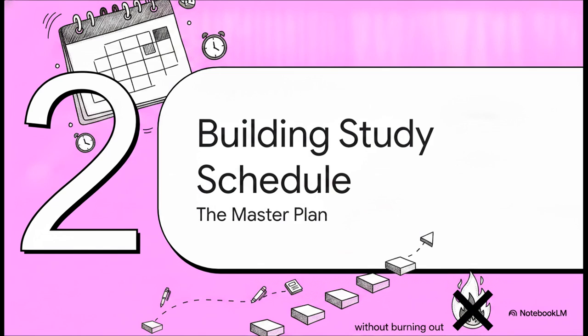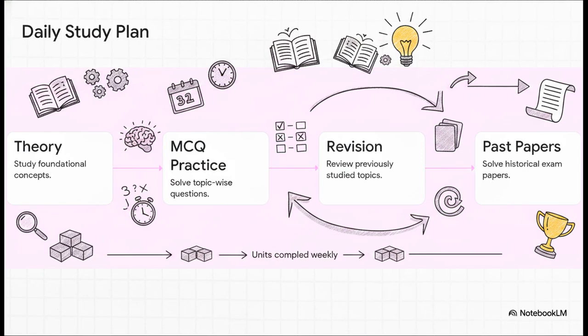Moving on to Section 2, building your study schedule, the master plan. All right, let's talk time management, because the source material is super clear on this. You need to carve out 2 to 3 hours every single day for Paper I, aiming to knock out 1 or 2 units a week.